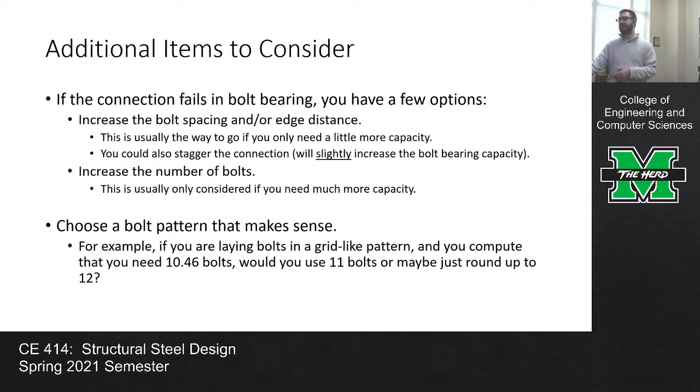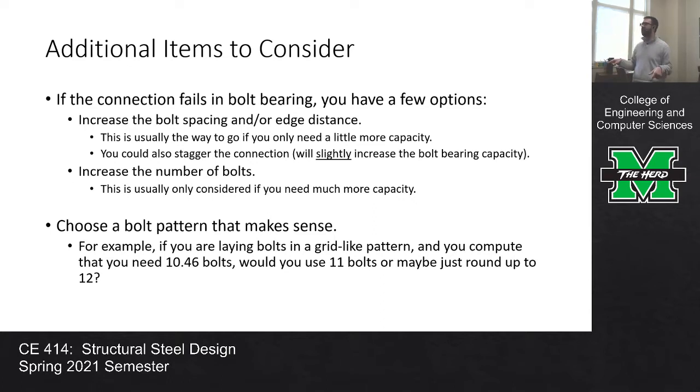What I mean by that is a lot of times you'll lay out your bolts in sort of a grid-like fashion. So if you compute that you need 12 bolts, you might say, okay, a grid of 3x4, because it's a nice compact section, it makes sense. But let's say you did the math and you got like 10.46 bolts. So you can't use 10 bolts. You round that up to 11.